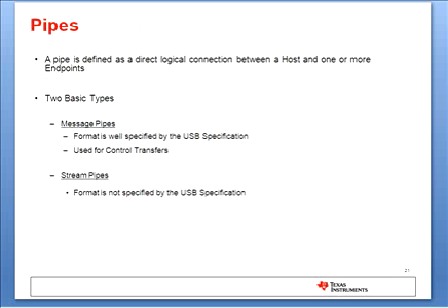A USB pipe is an abstract concept that is defined as a direct logical connection between a host and one or more different endpoints of a particular device. There are two basic types of pipes. The first is a message pipe, and the second is a stream pipe.